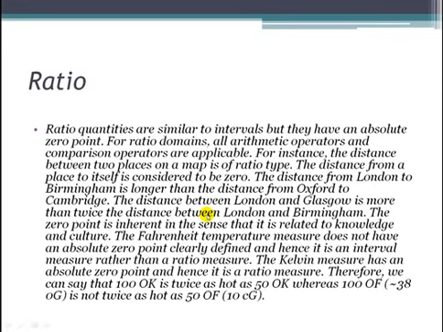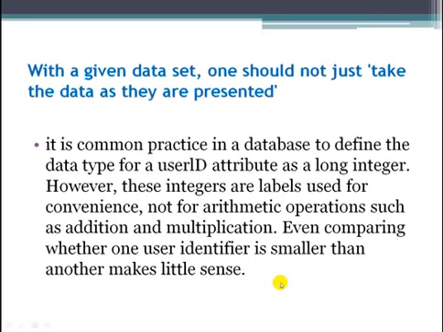The Fahrenheit temperature measure does not have an absolute 0 point. Celsius or centigrade don't either, as we said before. However, Kelvin has an absolute 0 point.